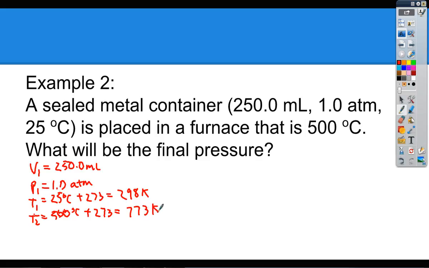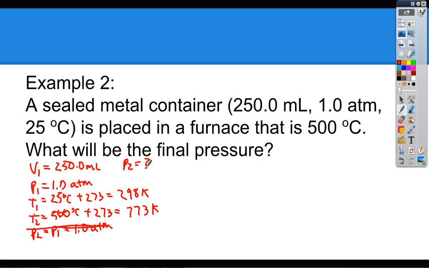Well, our P2, we're going to assume is the same as our P1. So P2 equals P1, which is equal to 1 atm. And the question says, what will be, actually, no, I'm not thinking correctly. It says, what will be the final pressure? So we're trying to find P2, right?